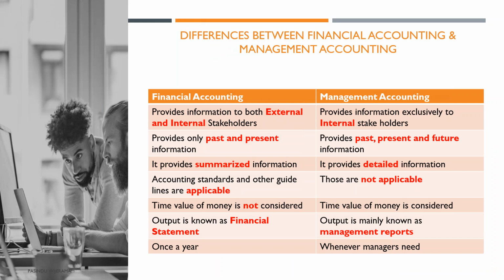That is one of the weaknesses in financial accounting, right? Okay, under the financial accounting you can say provided only once a year, available once a year. On the other side you could say available whenever managers need. Right. Whenever managers need. This is the system they have built to get the information whenever they need.